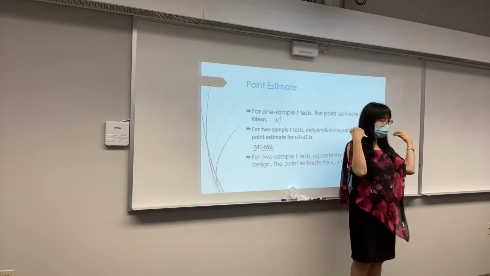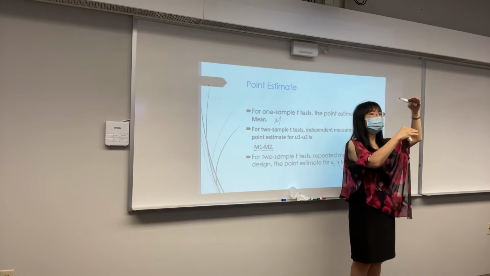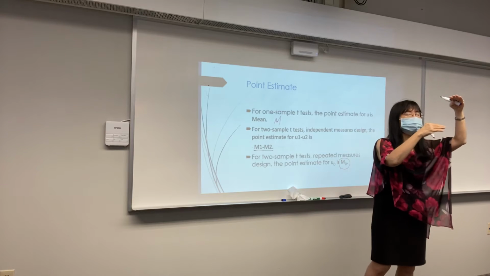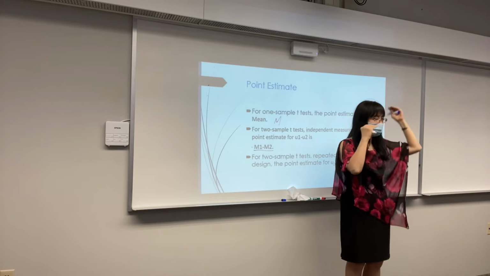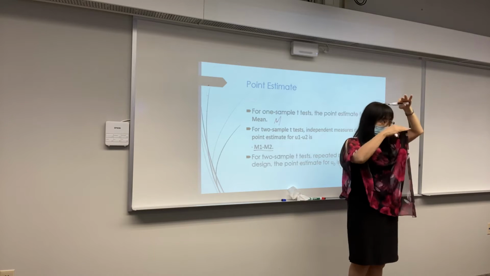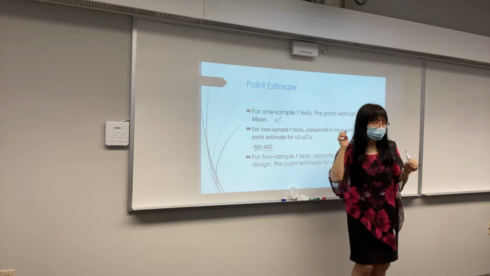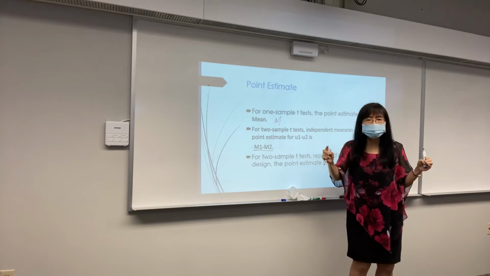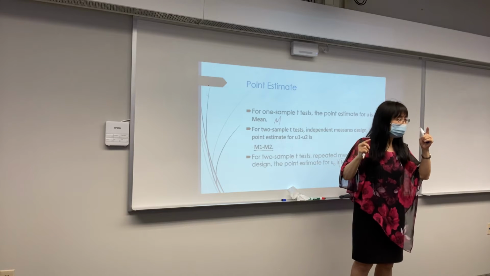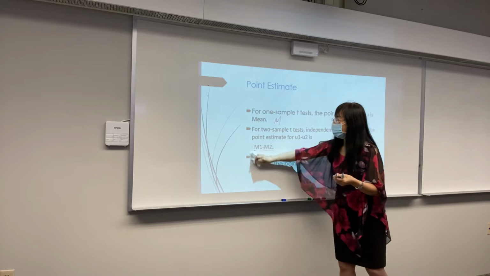So when you do this chapter, the first thing they ask you about is the point estimate. If you are doing one sample T, you use what? Use M. If you use two sample independent T, use M1 subtract M2. If you use a dependent T, use what? MD. Okay?